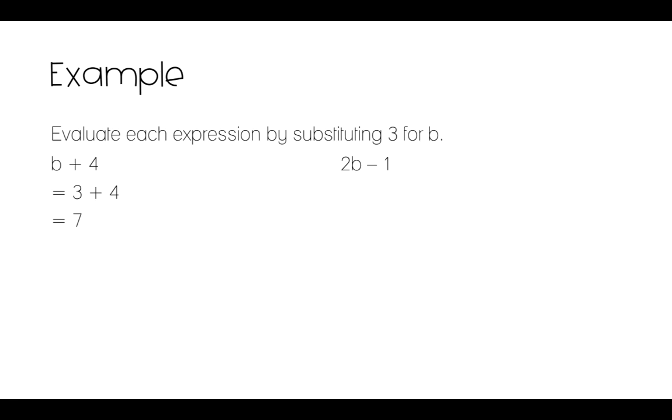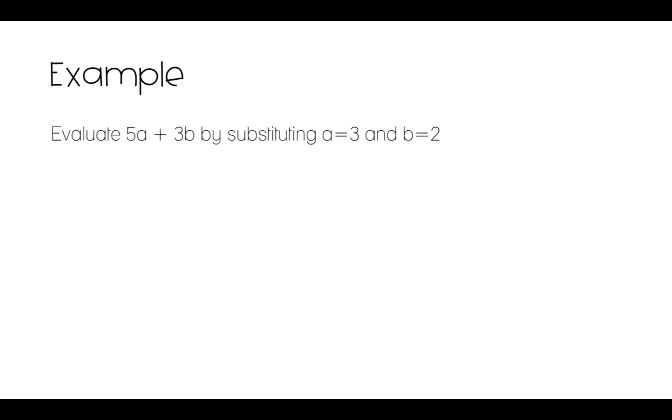The next one is 2b take away 1. The first thing we need to remember is that 2b is the same as 2 times b. Okay, and we should always write that out. Eventually you might get to a point where you don't have to write that, but you need to know that 2b equals 2 times b. So 2 times 3, minus 1, gives us 6 take away 1, which gives us 5 as our answer.